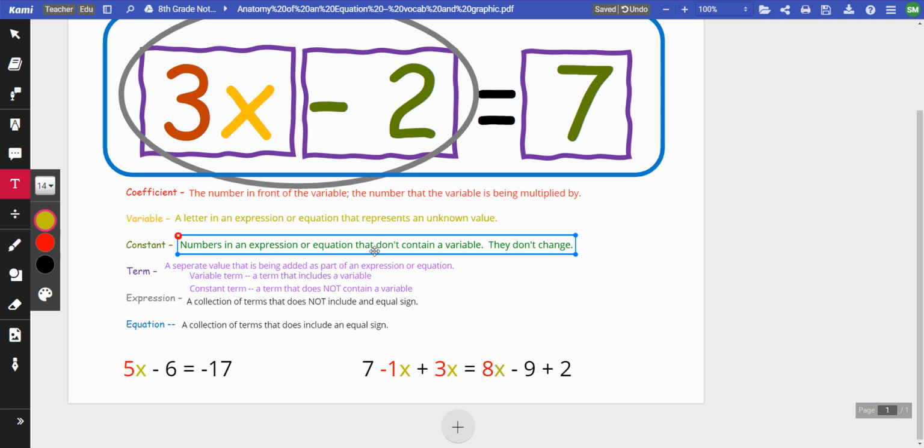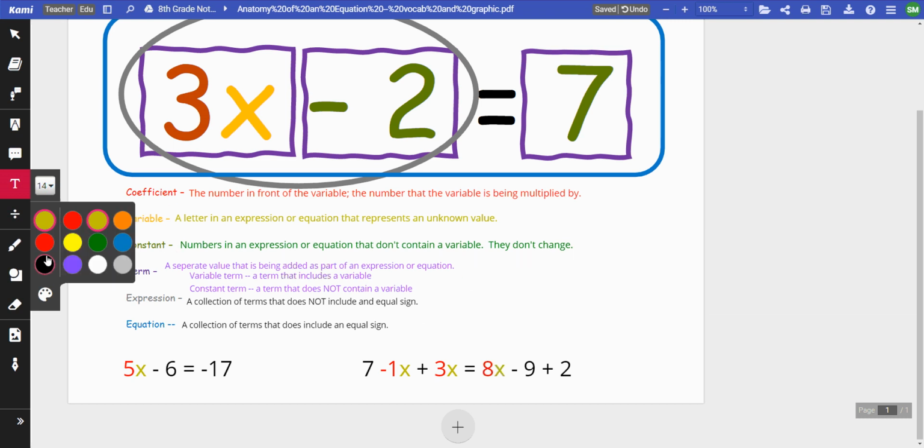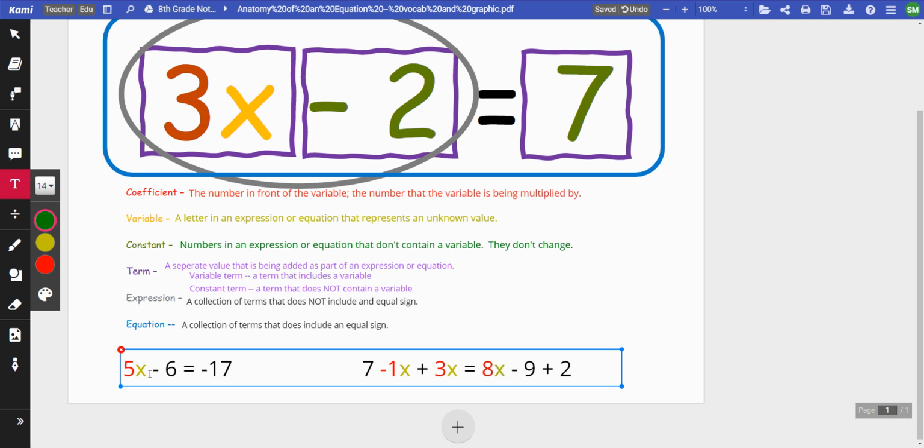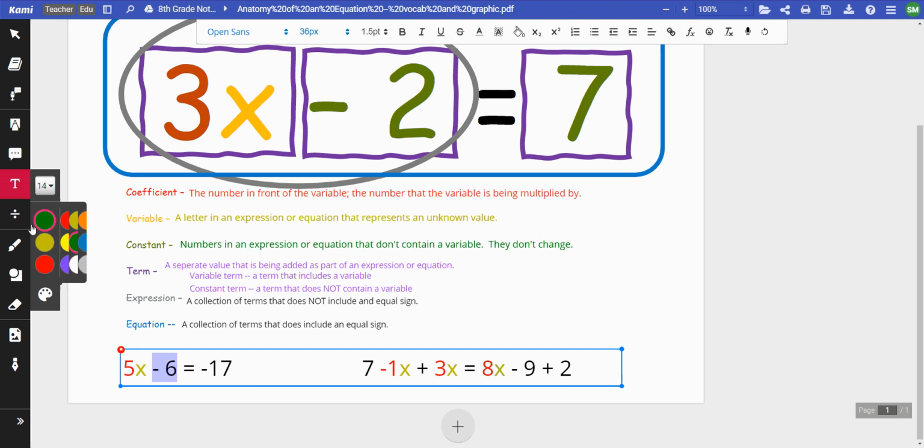Constants are the numbers that don't have a variable. They don't change. And I'm going in with green here. Here I have a constant. Is this constant 6? No, remember that negative has to go with whatever comes after it. So this constant is actually -6. Here I have a term that doesn't have a variable, so it's a constant. And that negative goes with that, so it's -17. Here, 7 is a constant. That's a number. It doesn't have a variable.